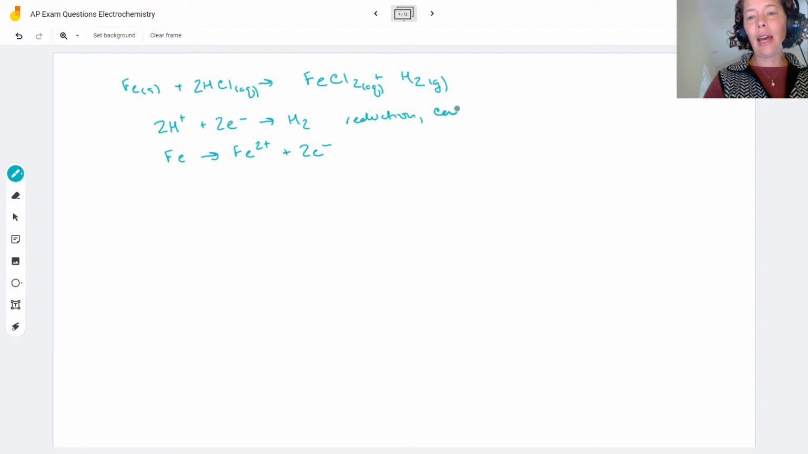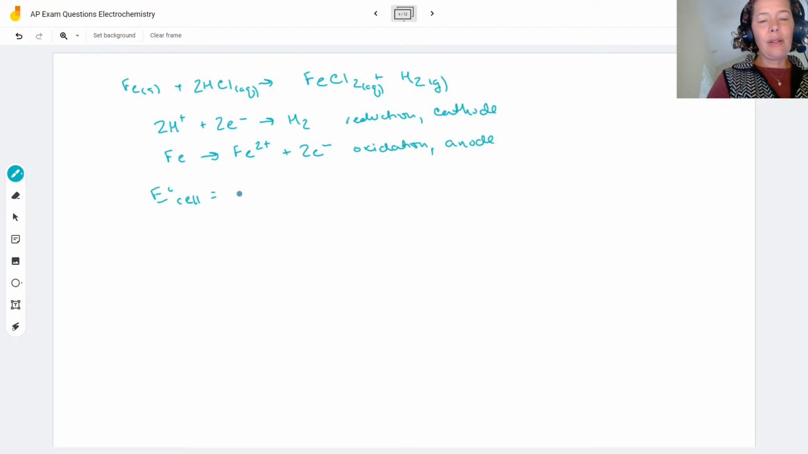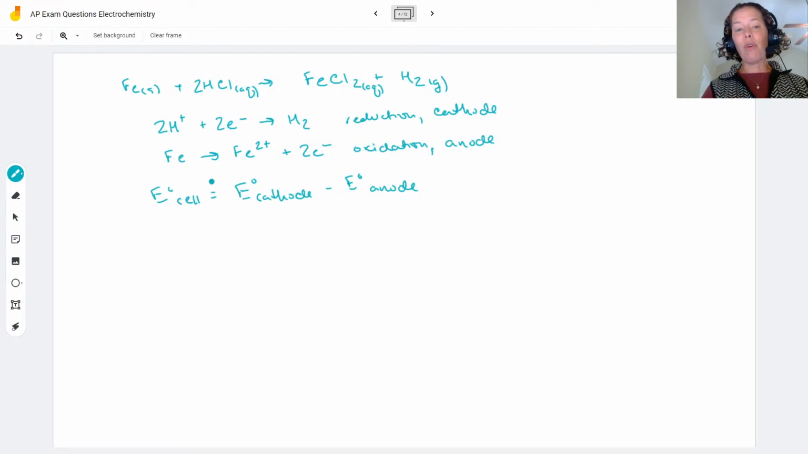So this is the cathode. And my iron is undergoing oxidation. So this is my anode. And let's go ahead and get our equation for Ecell. So Ecell is equal to E cathode minus E anode. And now I need to get my voltages for each of these half reactions.